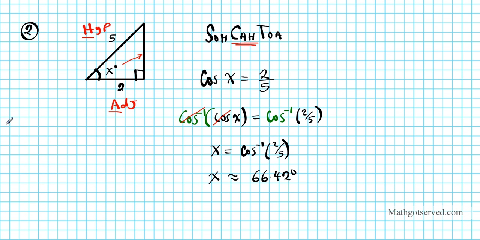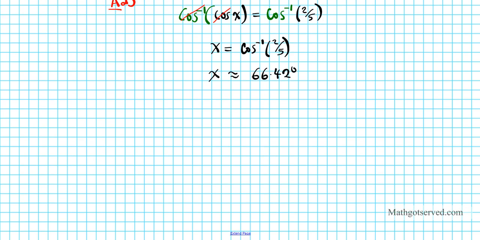All right, so let's go ahead and include that measure in our triangle. This angle right here that we do not know, this one is 66.42. Put that in. This is 66.42.